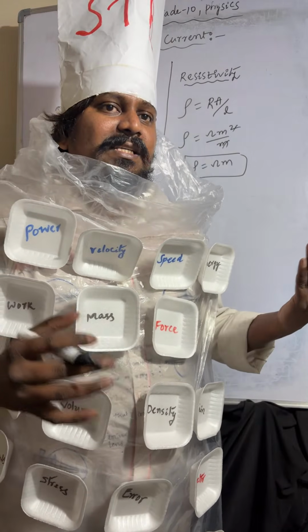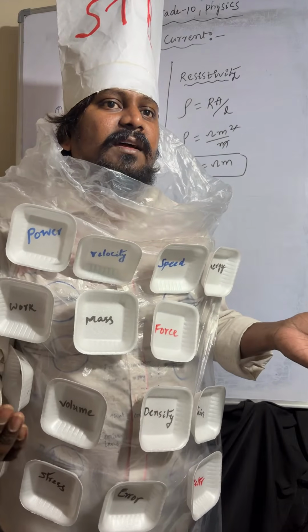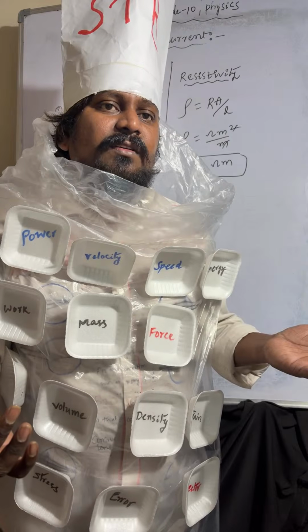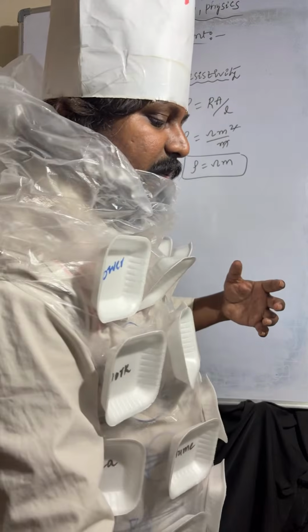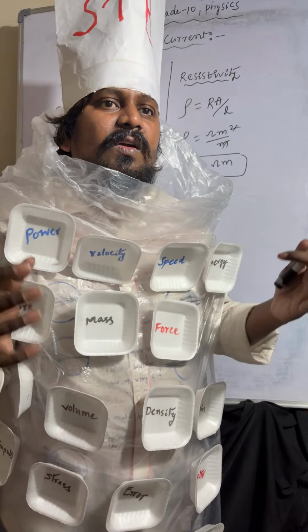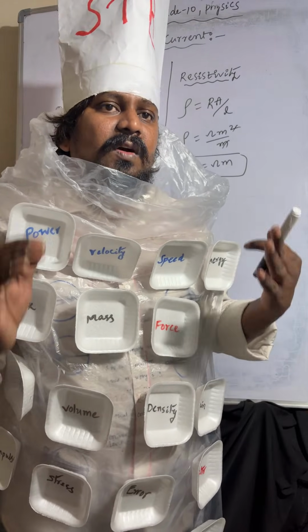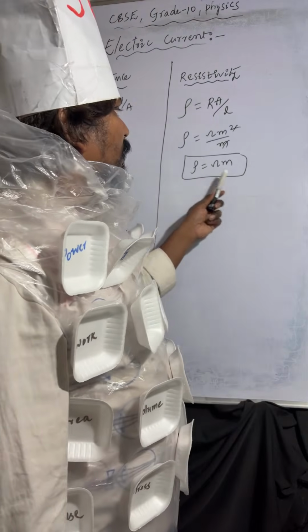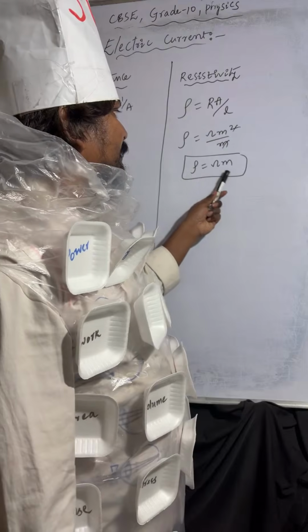Understood? Resistance is directly proportional to the length of the conductor. Resistance is inversely proportional to the area of the cross section. R is directly proportional to L by A. R equal to rho into L by A. Rho equal to RA by L. So SI unit of resistivity is ohm meter.